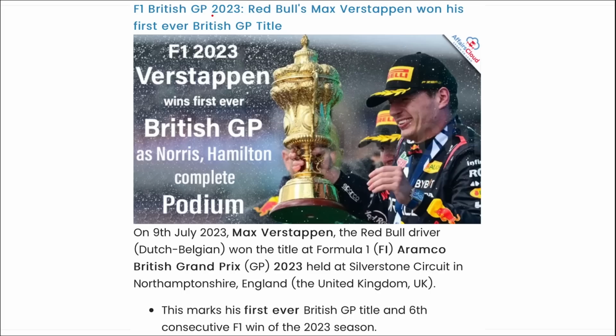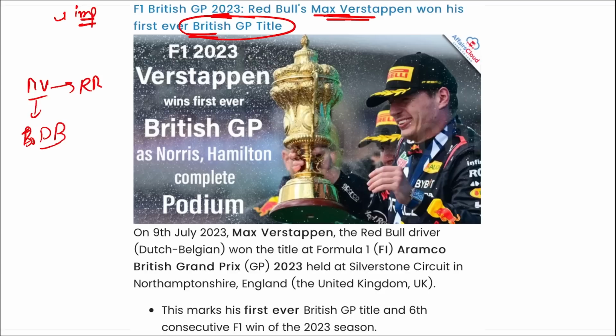Next is F1 British GP 2023 was held, and Max Verstappen has won his first ever British Grand Prix title. So directly this question can be asked, important, take a note, that who has won the F1 British Grand Prix 2023? It was won by Max Verstappen. Max Verstappen is a British Dutch Belgian driver, and he drives for Red Bull, and he recently won his first ever British Grand Prix title. Right? Important, take a note of it.